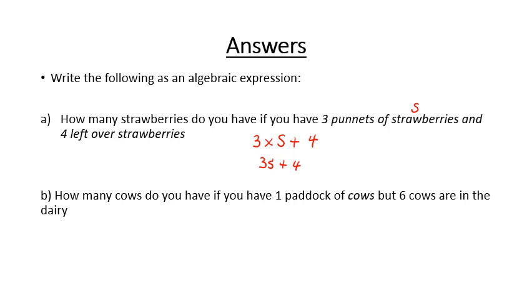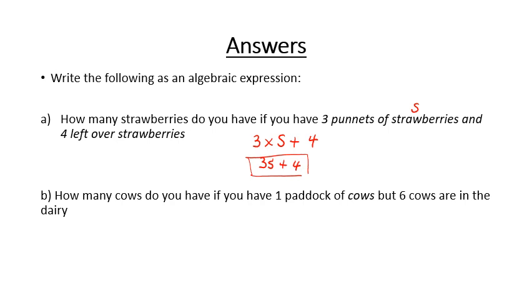Now I don't know how many strawberries are in each punnet, alright, but I know that my expression here will actually work for every single outcome. In the next question, it says, how many cows do you have if you have 1 paddock of cows, but 6 cows are in the dairy?